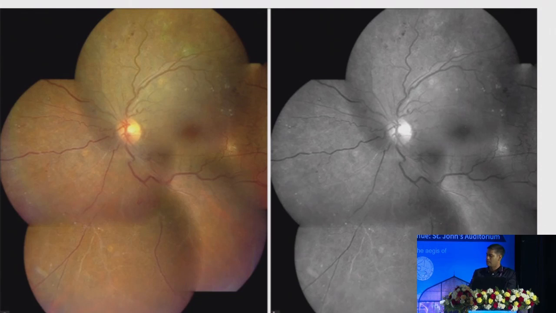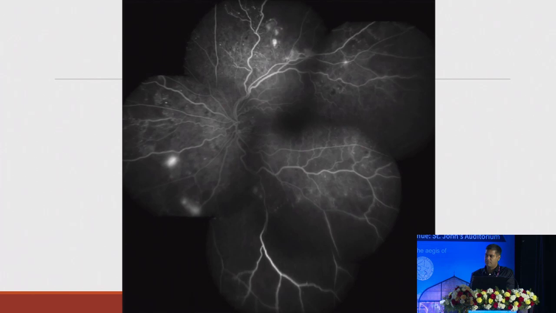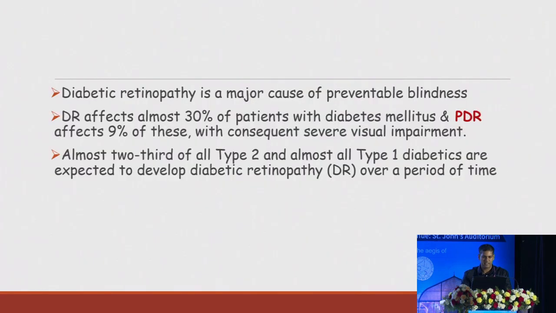It's a case of featureless retina, which is confirmed on fundus fluorescein angiography, where you can see capillary non-perfusion areas in the inferior retina, and at the junction of the avascular and vascular retina, there are some leakages seen, which is suggestive of NVE. This is a case of PDR. So all the PDR cases should be identified, and then they should be treated so that we can prevent blindness.